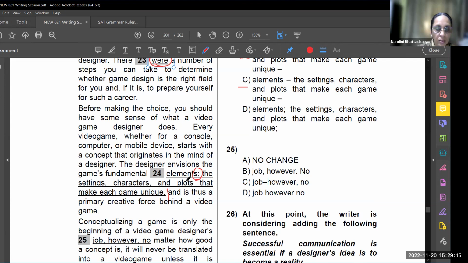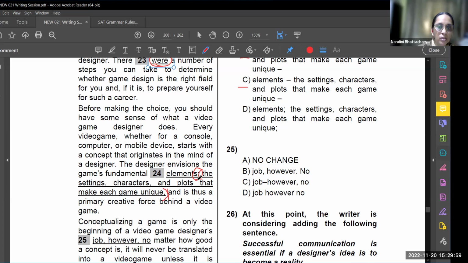Anyone getting the idea what is the purpose of the colon? Read the portion of the sentence after the colon and the portion before. The designer envisions the game's fundamental elements. So what are the fundamental elements? The settings, characters, and plots that make each game unique, right? And then we have, and is thus a primary creative force behind a video game. Is that a part of the elements? No. So we have the elements in the middle. So this portion is giving us the elements.